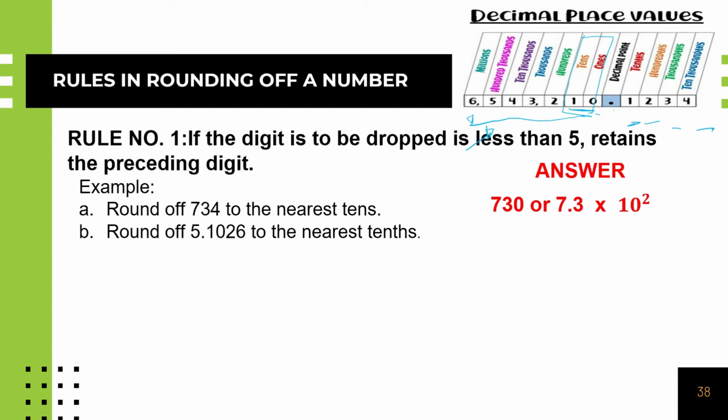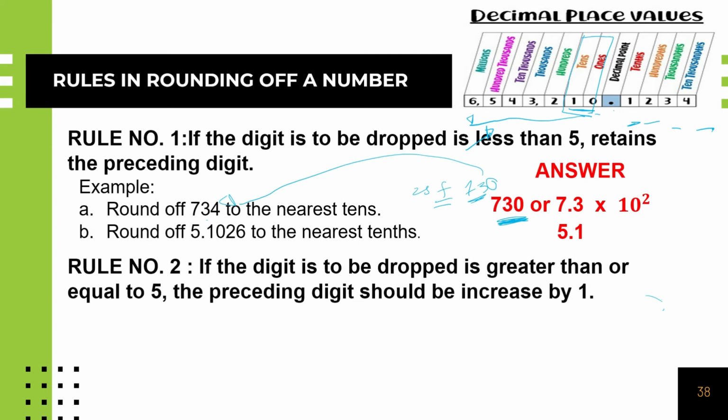Always remember, in rounding with significant figures, it should still be the same. It is still three. So, why is it still three digits? Because 73 is very far from the value of 734. That is why it was made 0, to be close to 734. And it is still 2 significant figures. Next is round off 5.1026 to the nearest tenths. So we have 5.1. Okay.